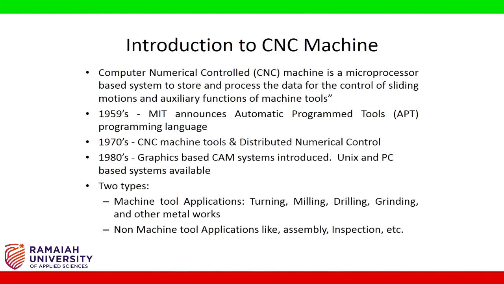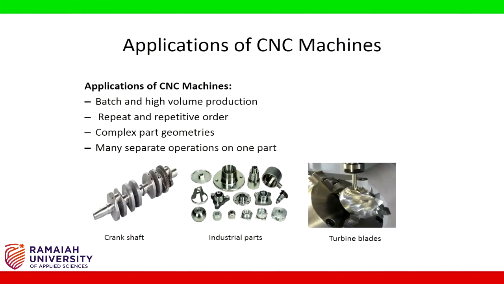There are two types of machines used in the manufacturing industries. Machine tool applications: turning, milling, drilling, grinding and other metal works. Non-machine tool applications like assembly, inspection, etc. Applications of CNC machines: generally, CNC machines are used in batch and high volume production, repeat and repetitive orders, complex part geometries, and many separate operations on one part.